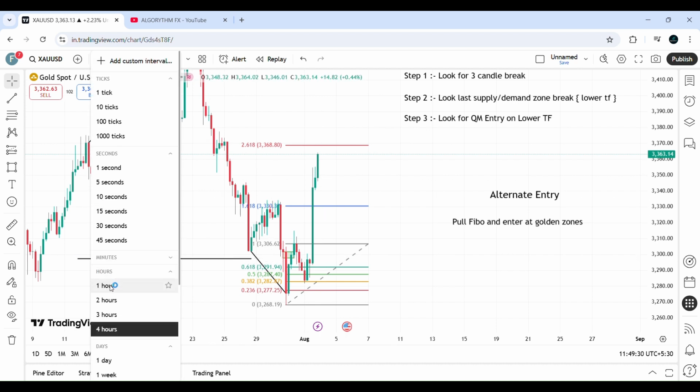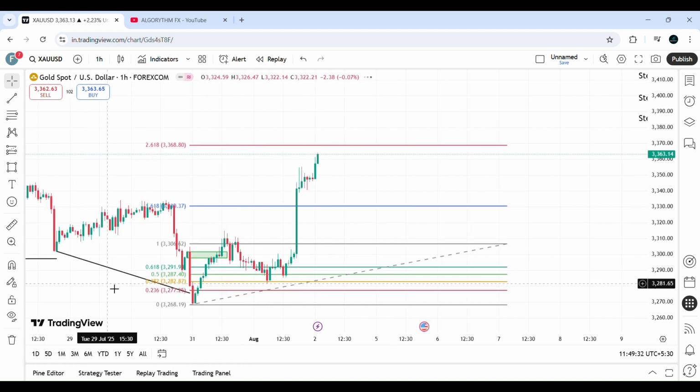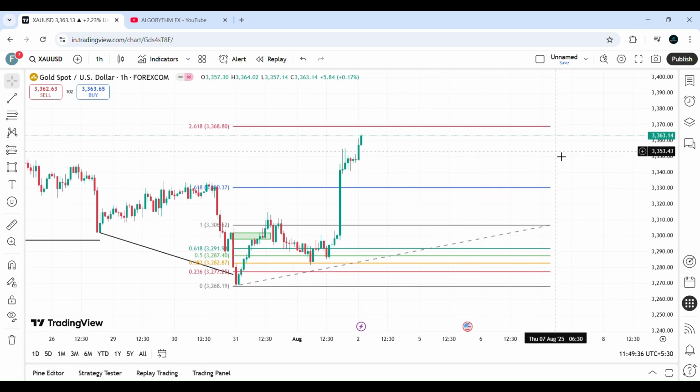I'm pretty sure you guys are already familiar with the terms like change of character, last supply zone. So whichever is comfortable with you guys, proceed with that, please.